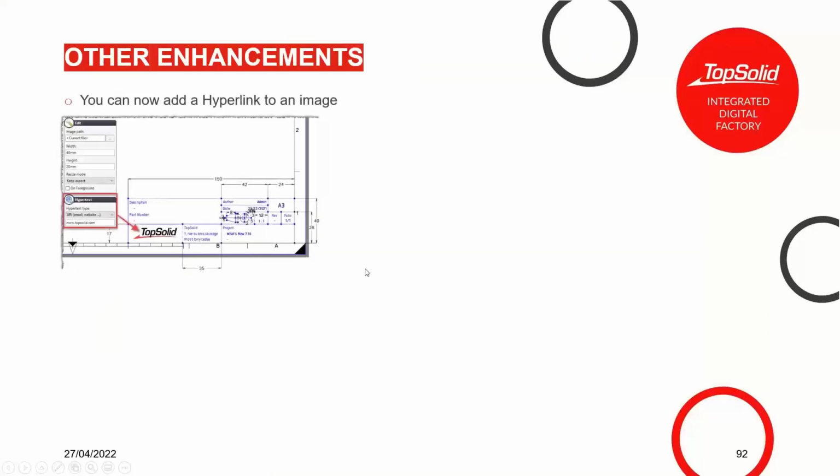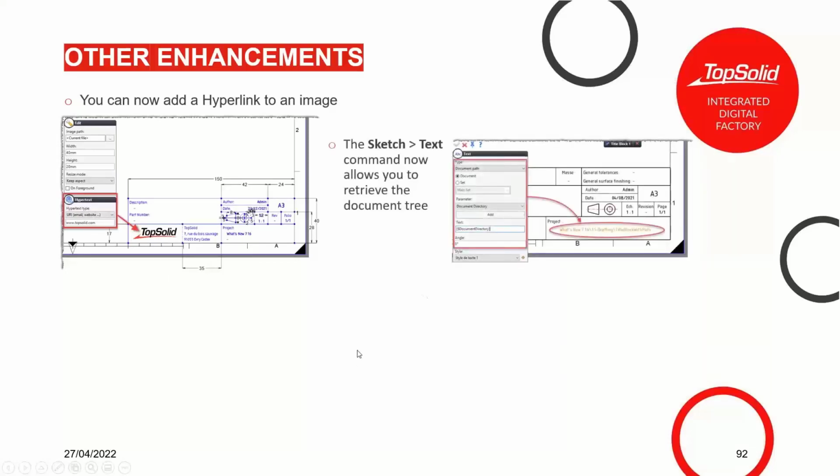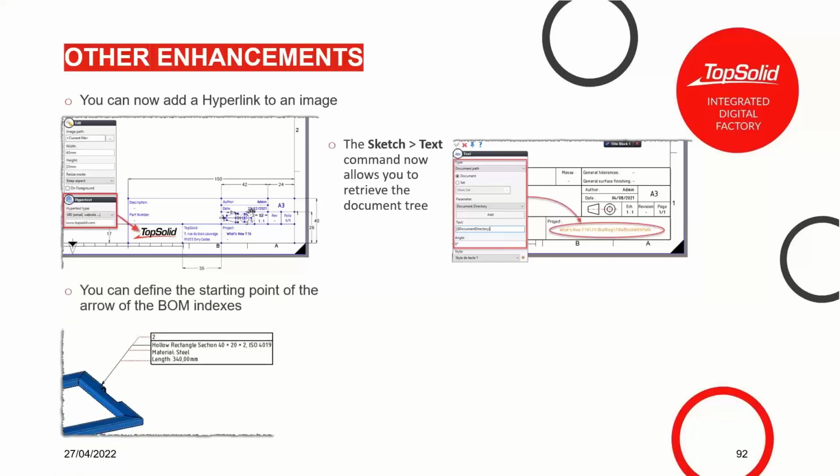Other little enhancements: now you can add a hyperlink to an image. So you can edit your image and you can add a URL to it if you wanted to, so someone can click on that image and it'll take them to your company's website. The sketch text command now allows you to retrieve the document tree as well, so that you know the directory or the location of this object within your project tree. You can now define the starting point of the arrow of the BOM indexes, as you can see here.